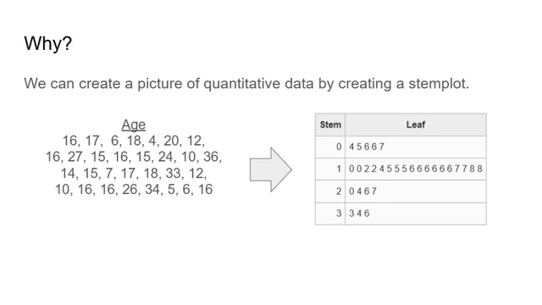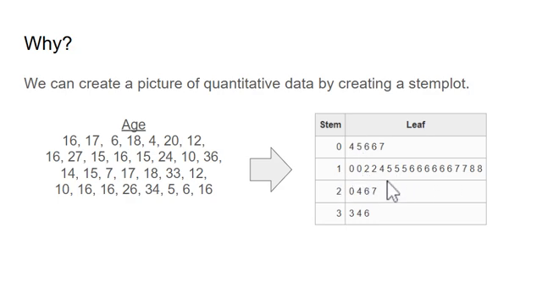If you notice, each of these ages is being separated into two pieces, a stem and a leaf. So the first age, for instance, 16, is being separated into a stem of 1 and its leaf of 6. 17 has the same stem, so it's going to appear in the same row as 16.